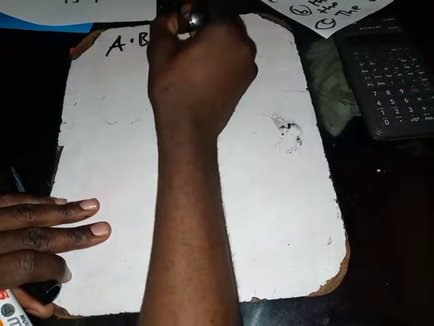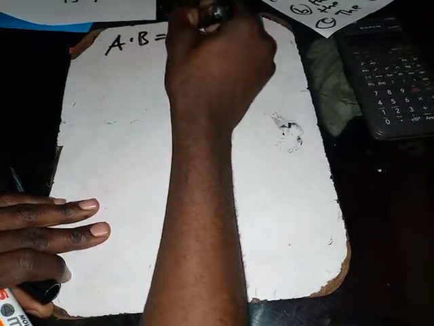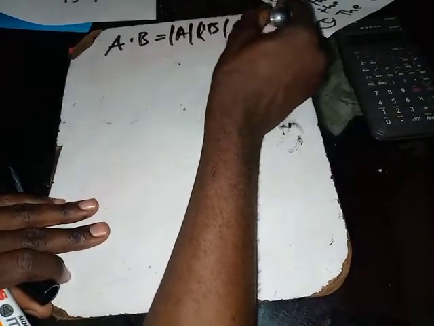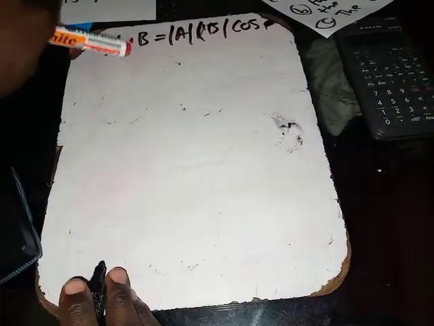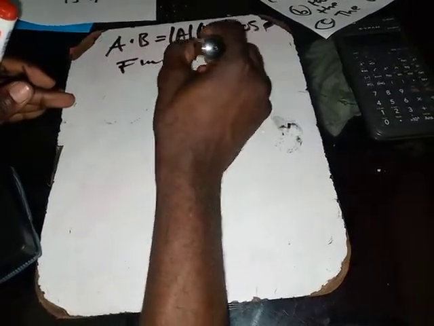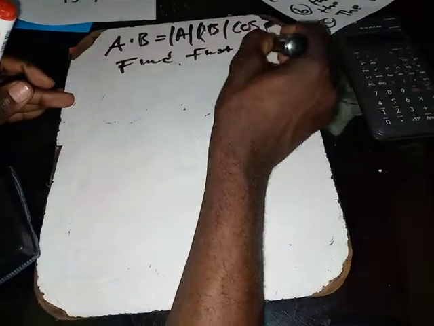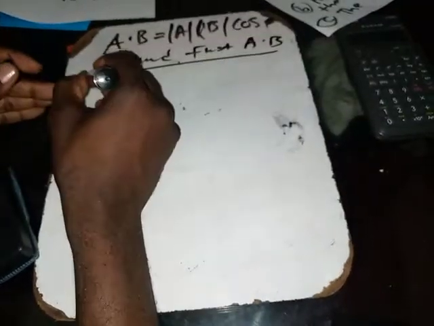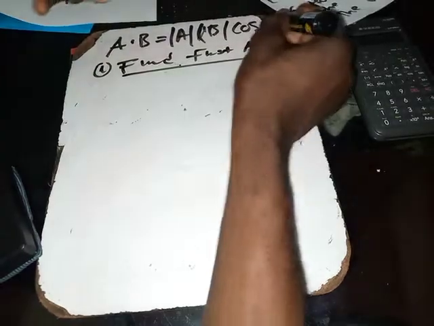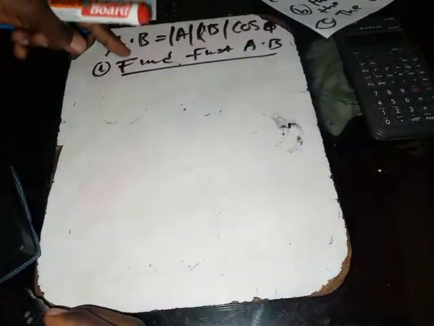Let's proceed. From the formula A dot B is equal to the magnitude of A, the magnitude of B, cos theta, we are going to find theta. So first find A dot B. That's the first step, number one. Let's find this because we want to find theta. So how do we find this?